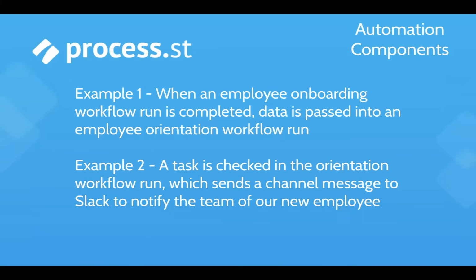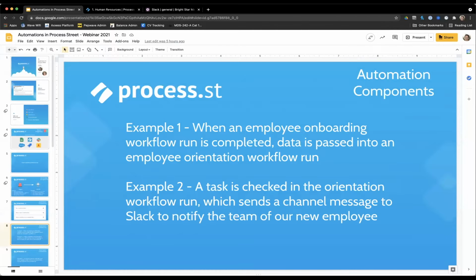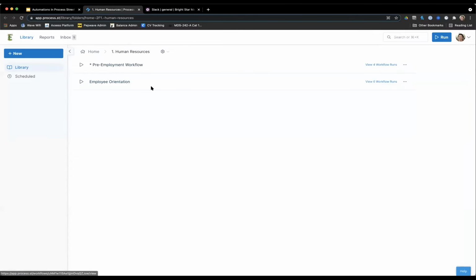So I'm going to run through the first example. And this is actually a Process Street to Process Street example. There's also a Slack integration in there because we can't help ourselves. We have to have Slack. So what I'm going to show here is how we do that.